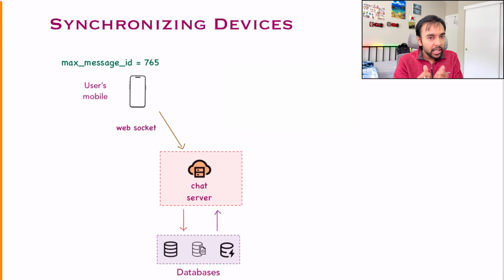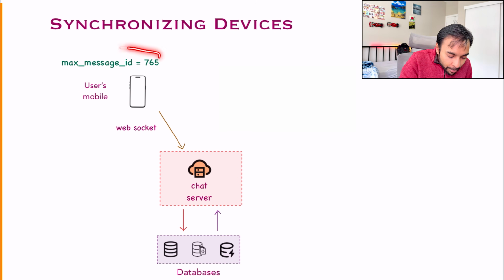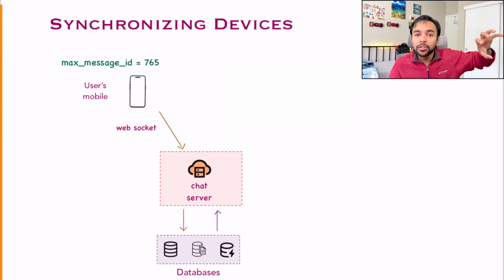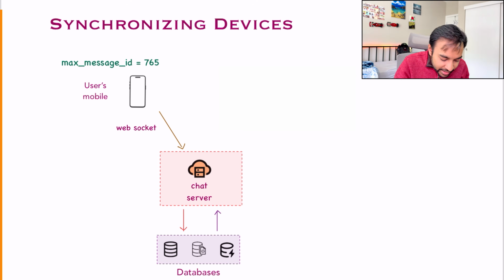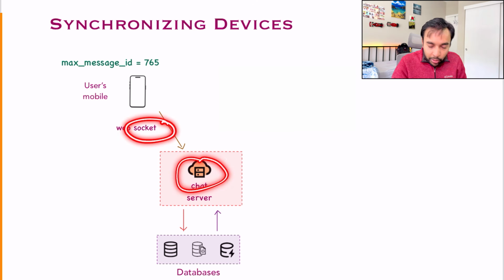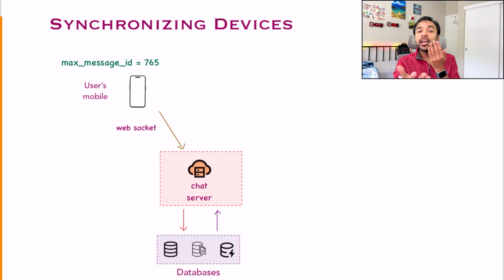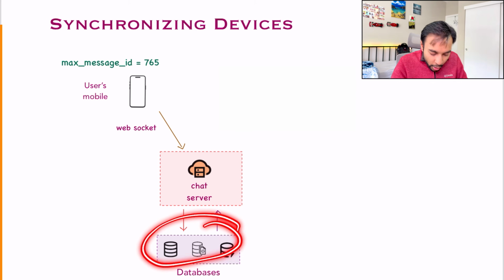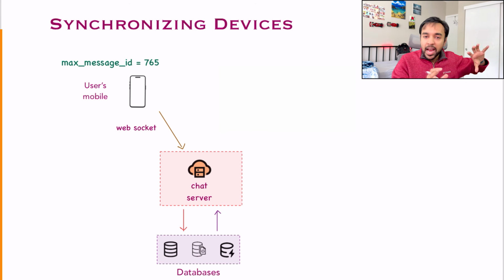So the user is primarily using their mobile phone, and the maximum message ID that is on their phone, let us say, is 765. It is a random number. This user has established a web socket to the chat server and they are communicating with any of their friends, correct? Also notice that all of your messages are encrypted and stored in your databases. The chat server is constantly communicating with it.